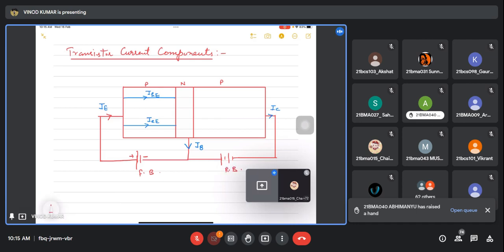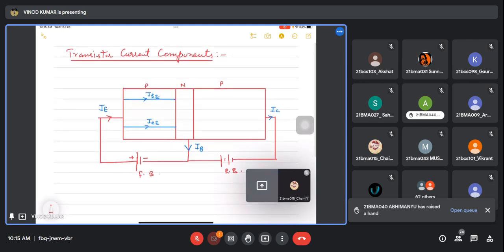So if this is positive, holes will be repelled towards this side. Okay, and electrons from here will be attracted towards this side. That's why this current is because of electrons and this current is because of holes.